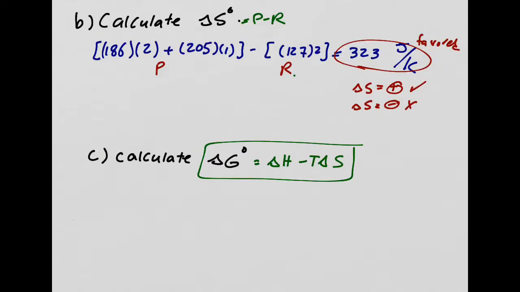So we have one that is not favored and one that is favored. If they were both favored, the reaction would go. If both were not favored, the reaction would not go. But we have one that is favored and one that is not favored, so what do we do? We have to look at the delta G, because delta G has delta H and delta S. So it looks at the balance between these two and it will determine which one is going to win.